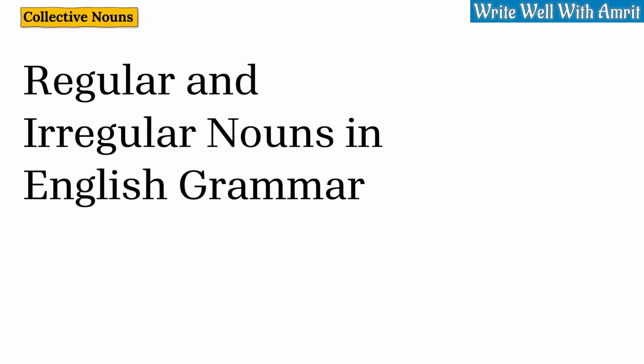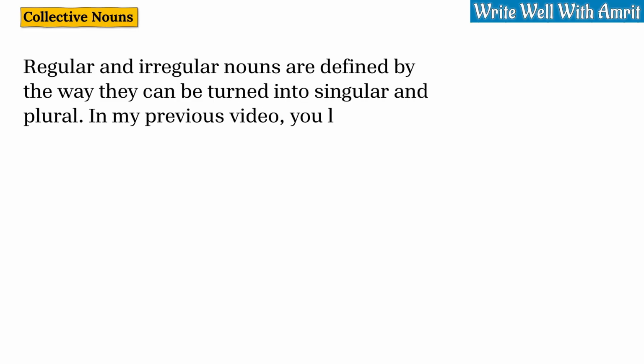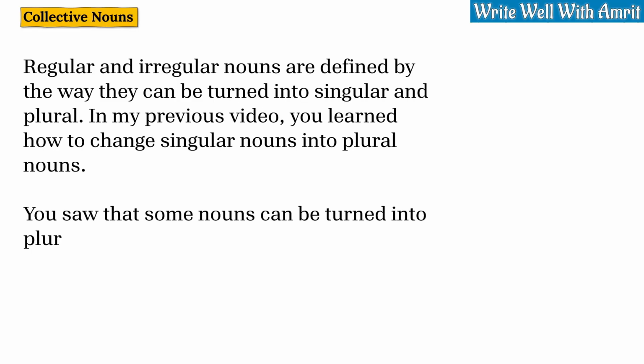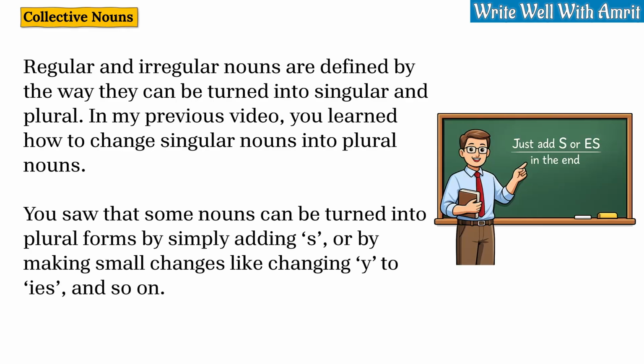Regular and irregular nouns in English grammar. Regular and irregular nouns are defined by the way they can be turned into singular and plural. In my previous video, you learned how to change singular nouns into plural nouns. You saw that some nouns can be turned into plural forms by simply adding s or by making small changes like changing y to ies and so on.